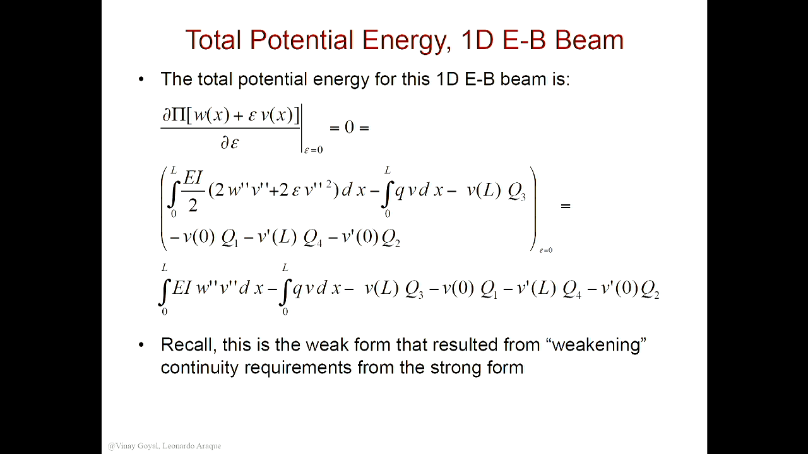And this is the weak form we got from weakening the continuity requirements from the governing equation of the beam. The governing equation of the beam was EI W4 primes minus Q equals 0. If I multiply by a weight function V, integrate that from 0 to L, and I weaken the continuity requirements and I form the weak form, I get the exact same thing that came out of minimizing the total potential energy. So you can see how all these things are connected.